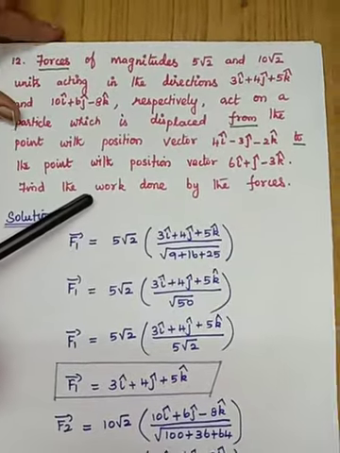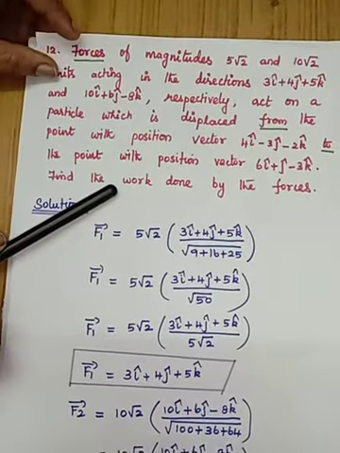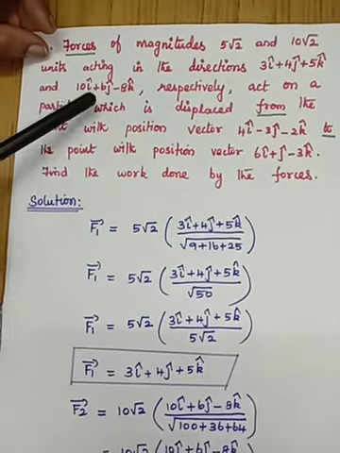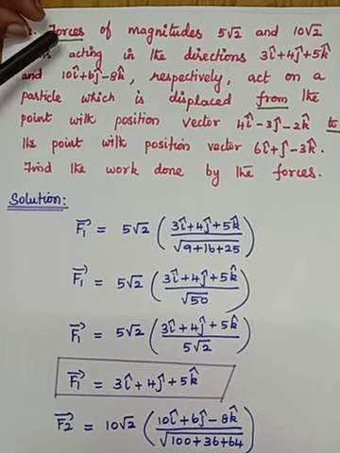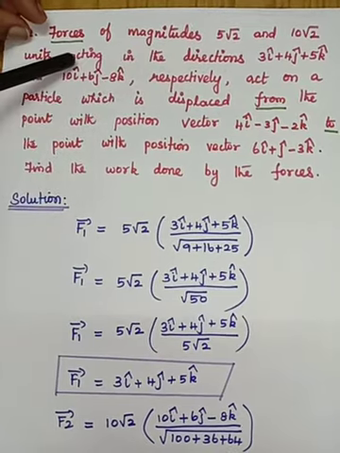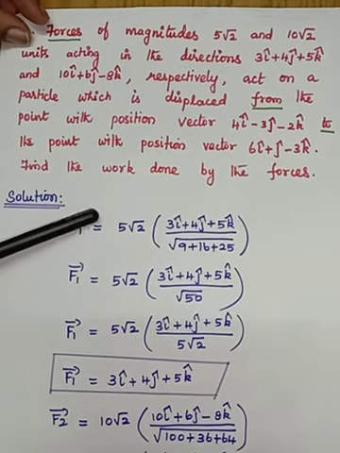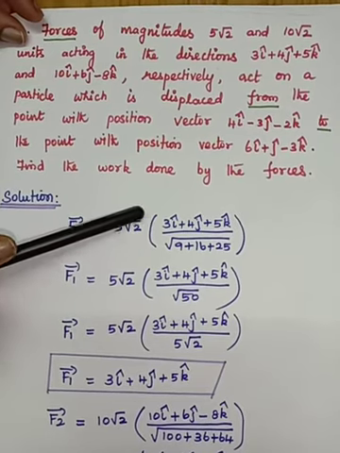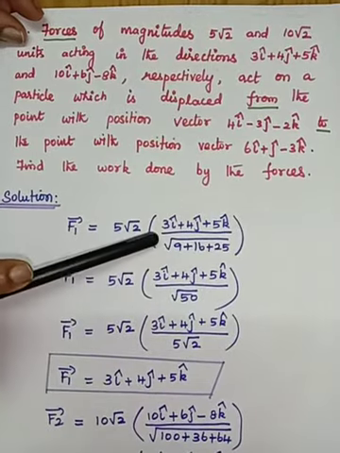So you have to find the work done. The work done formula is W equals F vector dot D vector. First we have to find the total force. How many forces are given here? The forces are not given directly; the magnitudes and the directions in which the forces act are given separately. So first you have to find the F1 vector. F1 vector can be written by first writing the magnitude and then the unit vector acting in that direction.